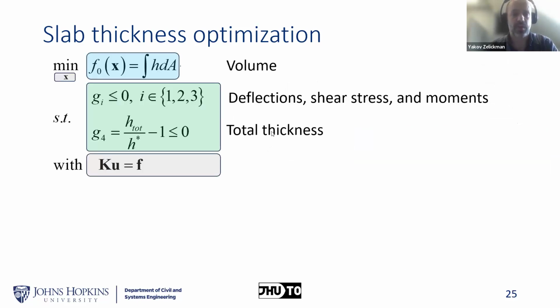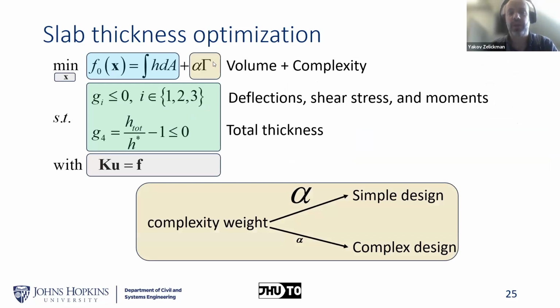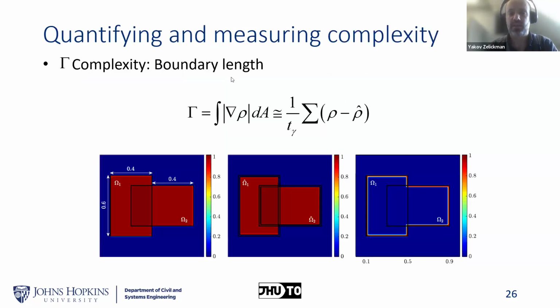Moving on to the formulation, again, we minimize the volume with a bunch of constraints, very similar to what we had before, with the difference that we add this complexity term that penalizes more complicated structures. So there's gamma, this measure of the complexity, and alpha is a weight assigned to it. And the question is how we measure the complexity. We said the complexity is related to the total length of these thicker regions, and again has to do with the fact that much of the work is related to these thicker boundaries.